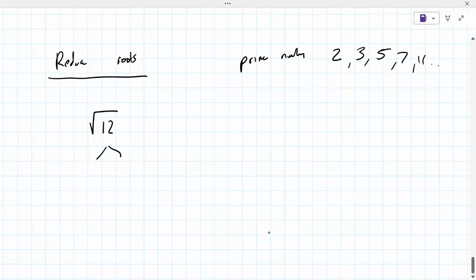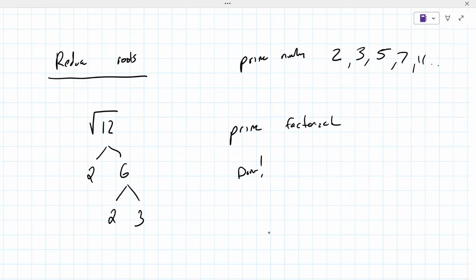Is 12 divisible by two? Yeah. Two times what number? Six. And then you try it again. Does two go into six? Well, it does. Now, this is called a prime factorization. And you know you're done. A lot of students ask, when am I done? When you have primes on all the leaves, the outer edges.